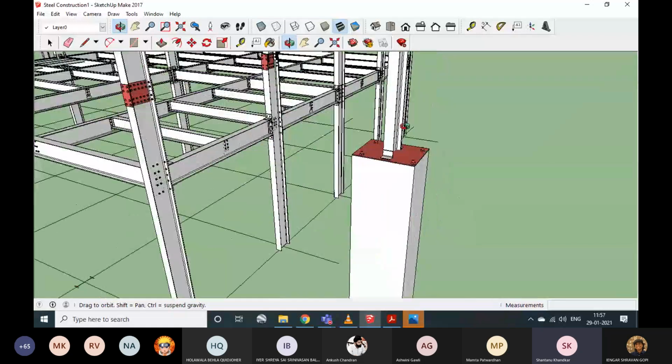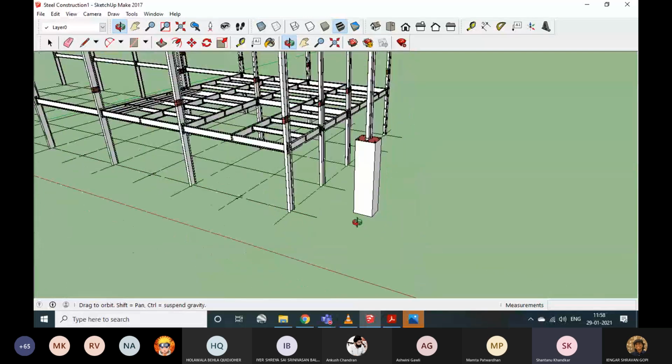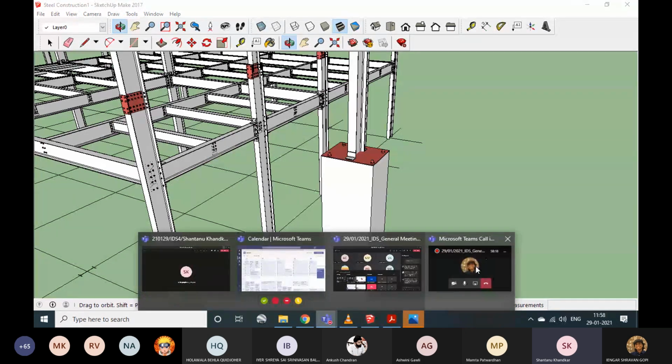Now, this particular connection that I showed you is relevant in the sense that you might have an RCC footing, on top of which you might have a steel column. In that case, such a connection would get formed. This column would go all the way down and form the RCC foundation, and as it comes above the ground, you would have this kind of a connection, and then the remaining structure would be a steel structure. So that is, I think, all regarding this particular situation.